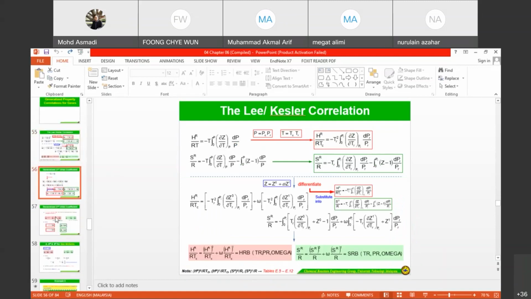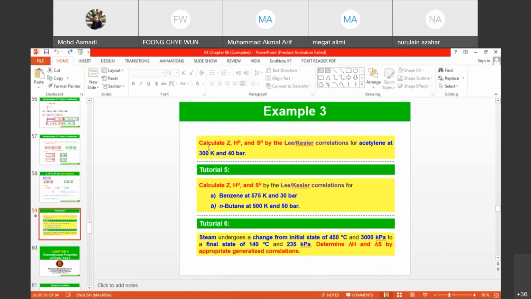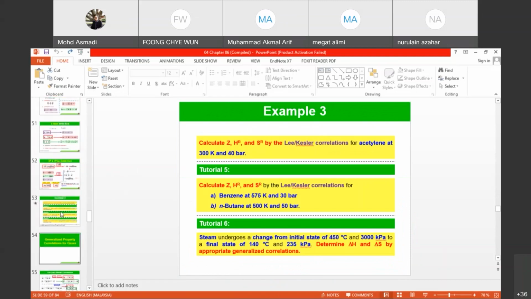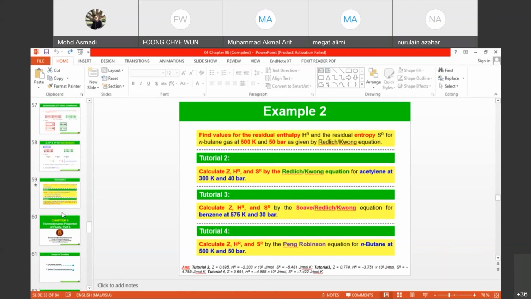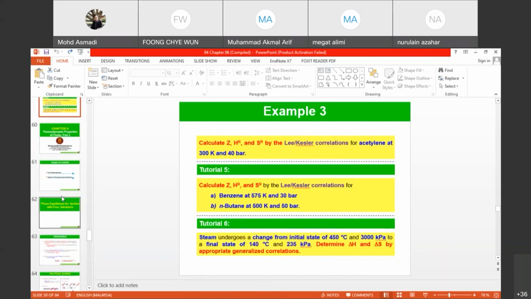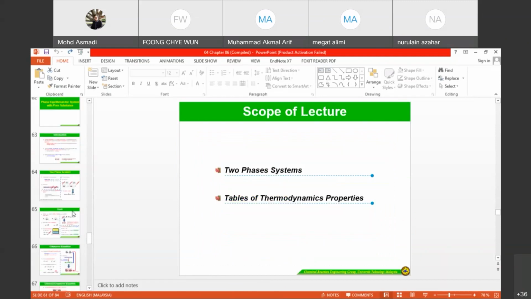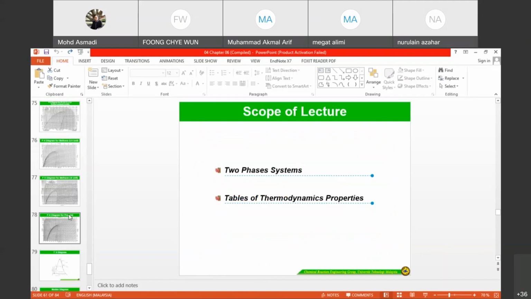We will discuss this, and maybe we will do some short tutorials in the next weeks using this Kessler. Please read first. For next week we will cover until here, because after that it is already the two-phase system, which is the introduction before we move to chapter 11. So we are going to finish by next week actually.